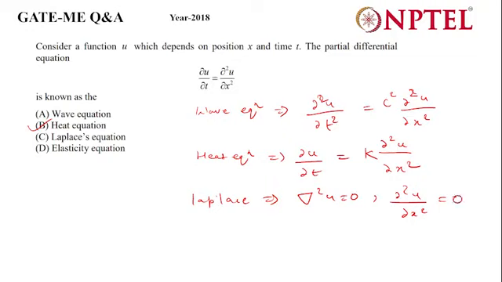And plus you know already, L square u is equal to 0, or you can write it like this. Then the elasticity equation, there are so many elasticity equations. Suppose this kind of partial differential equation is also an elasticity equation. This kind of equation you might have seen in fluid mechanics, or you will be seeing later. So B will be the answer. Okay.